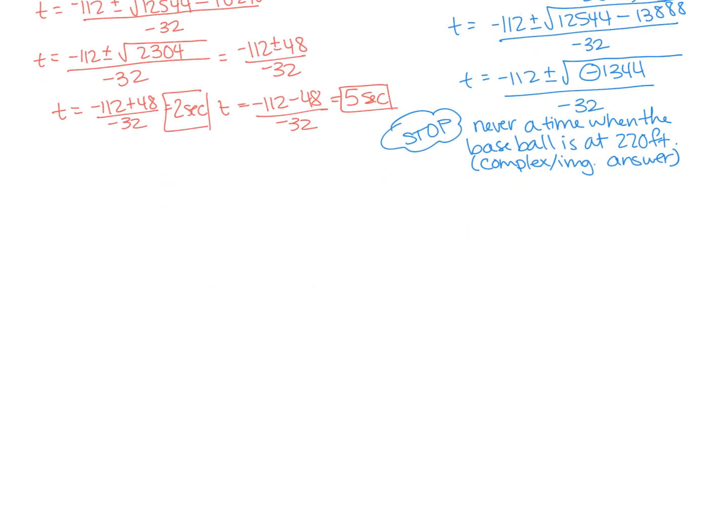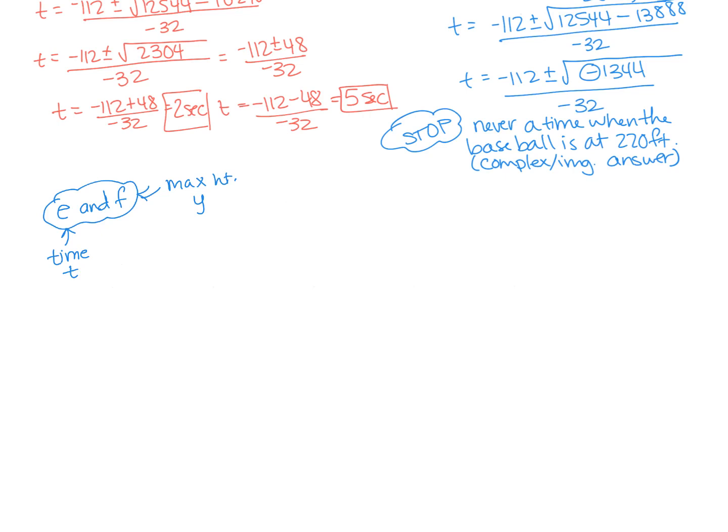So let's talk about E and F. E and F go together. It really wants the vertex. E wants to know when it's going to be at a maximum, so that's my time that occurs. And F is asking for the max height, so that's actually looking for my Y value. And this is looking for my T, or my X value of my vertex.